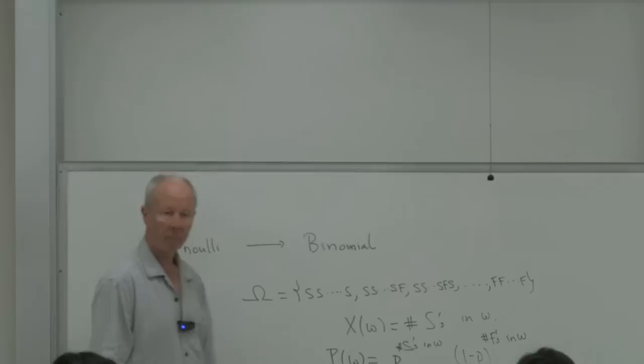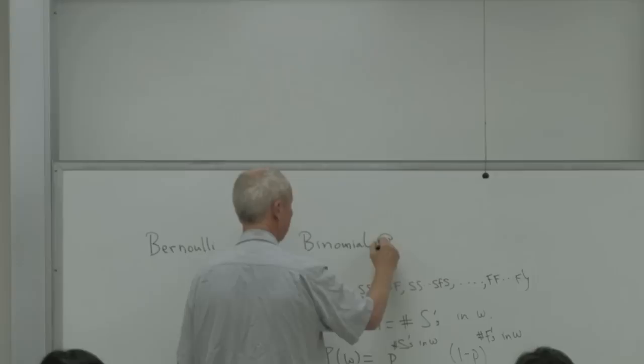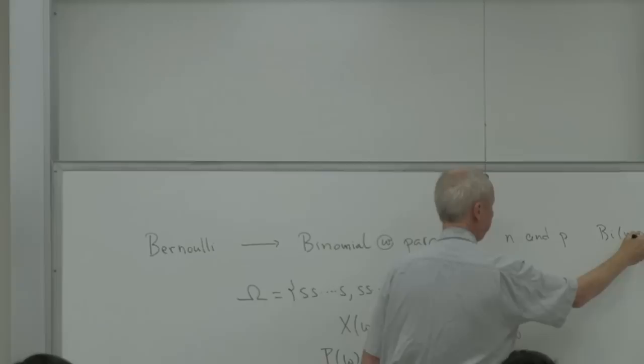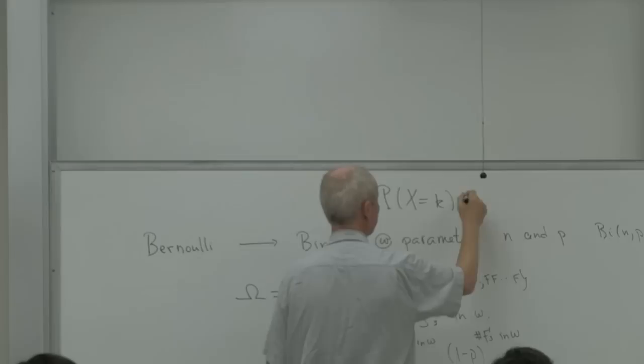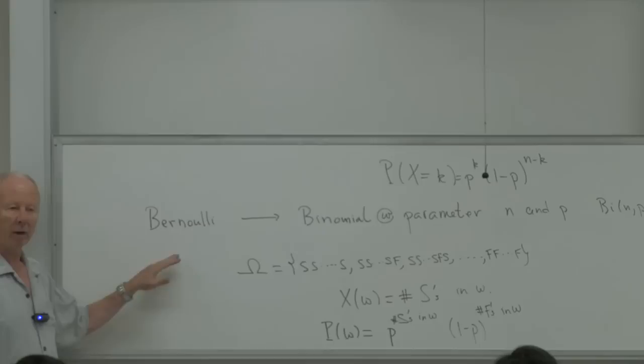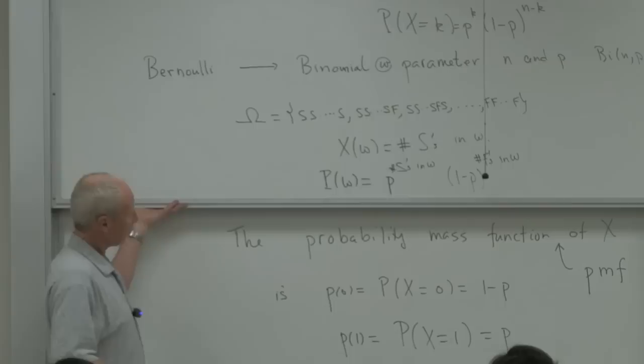And then here, a binomial random variable with parameters n and p, which we'll abbreviate binomial(n, p), has the property that the probability that X is equal to k is p to the k, 1 minus p to the n minus k, times n choose k. So a binomial random variable has an interpretation: it's the number of successes in n independent Bernoulli trials.